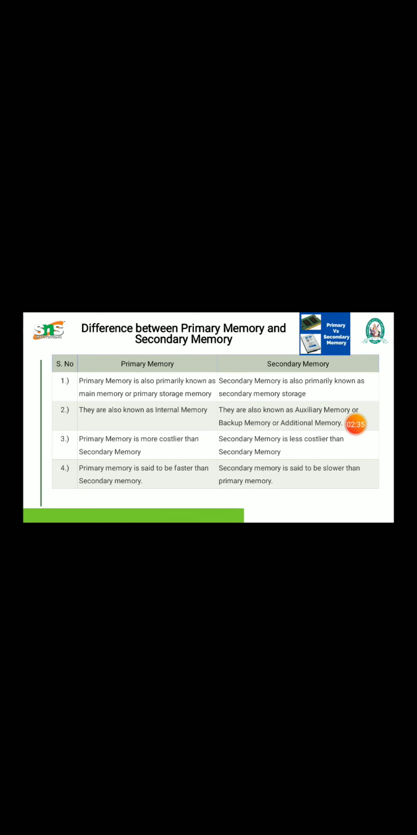Let us see the difference between the primary memory and the secondary memory. Primary memory is primarily known as main memory or primary storage, and secondary memory is known as secondary storage. Primary memory is also called internal memory, whereas secondary memory is also called auxiliary memory, backup memory, or additional memory. Primary memory costs more than secondary memory, whereas secondary memory costs less. Primary memory is faster than secondary memory, whereas secondary memory is slower.